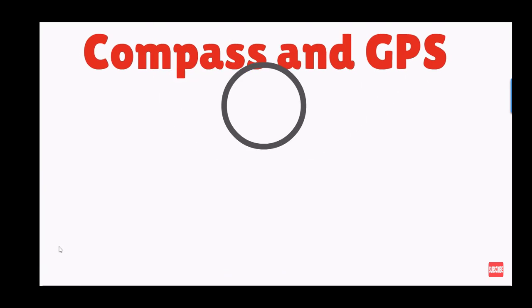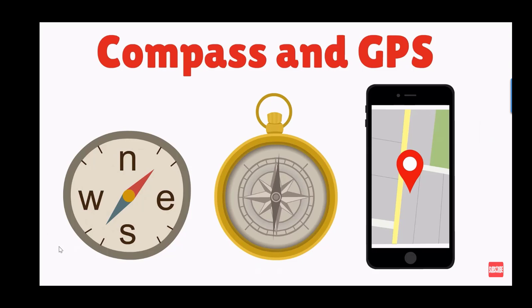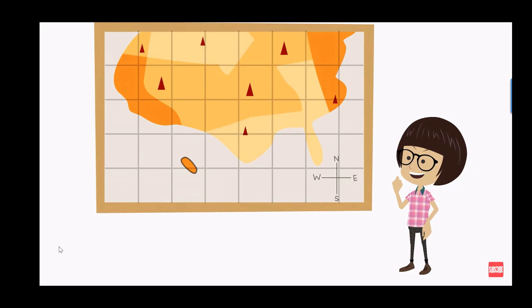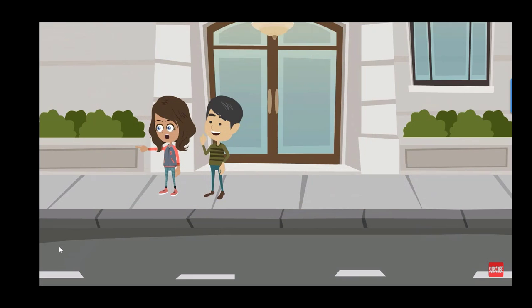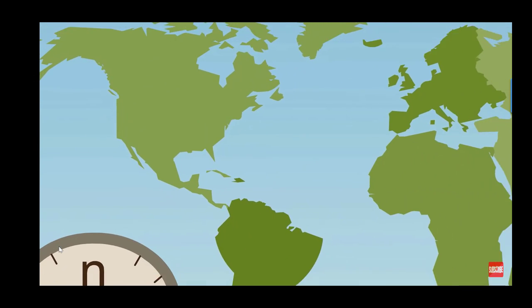It's helpful to know how to read a compass or how to use a GPS because they show or tell you which way you're going. Knowing north, south, east, and west helps us when we drive, when we're reading a map, when we're giving directions, and when we're learning about the world.